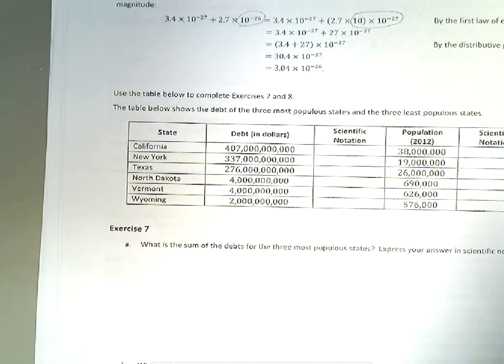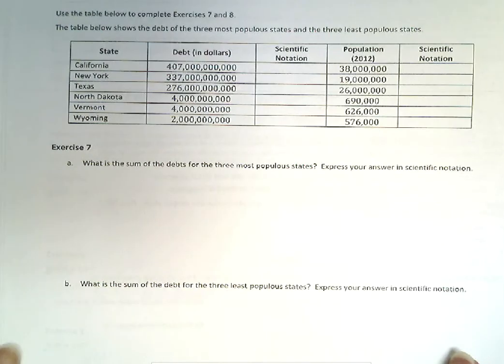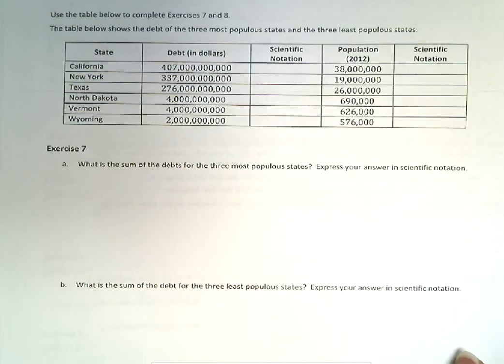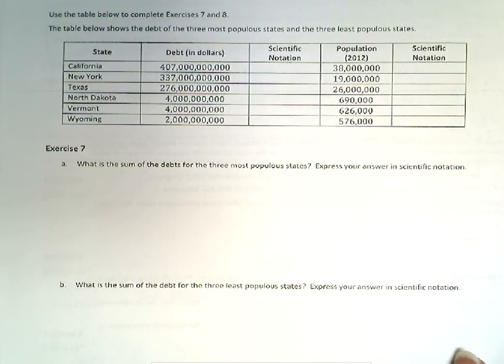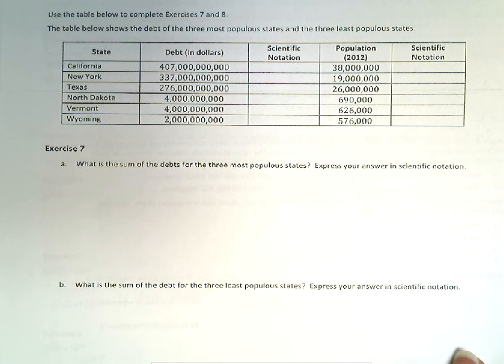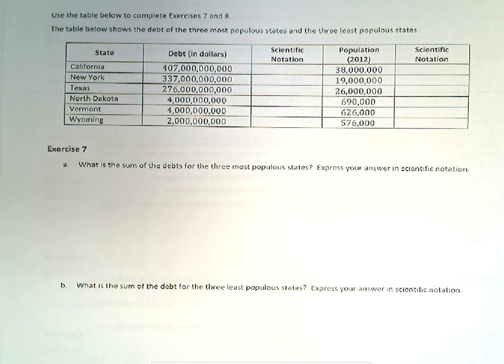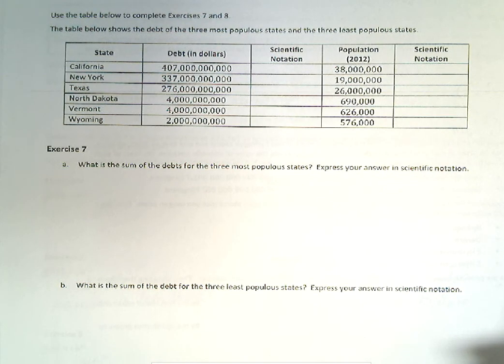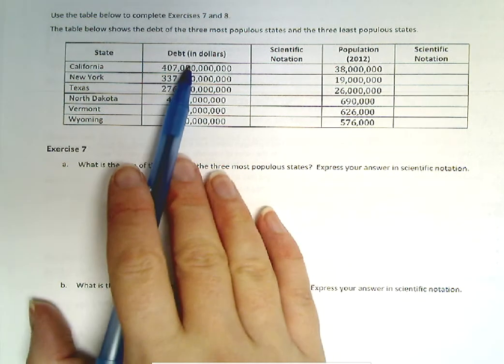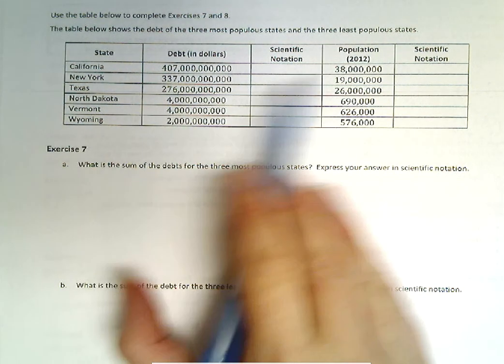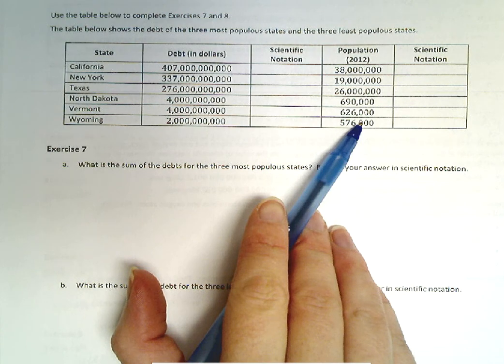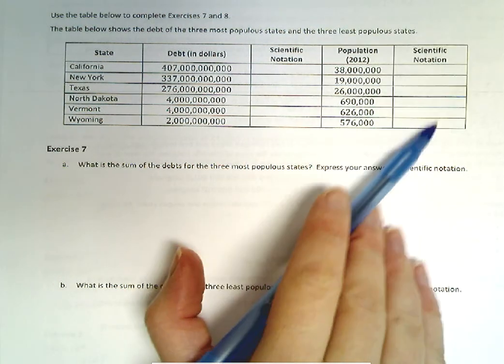Okay, so let's go ahead and start practicing how that all works. The table below shows the debt of the 3 most populous states and the 3 least populous states. We don't know really what statistics is given to us from what year, but that's what we are going to work with. So all of these numbers are written in standard form. First, what we want to do is write all of these answers in scientific notation.